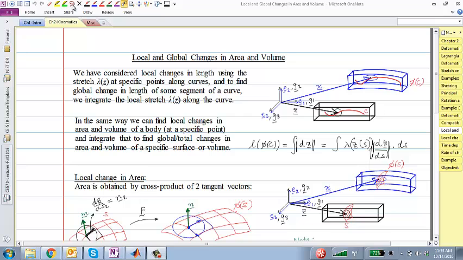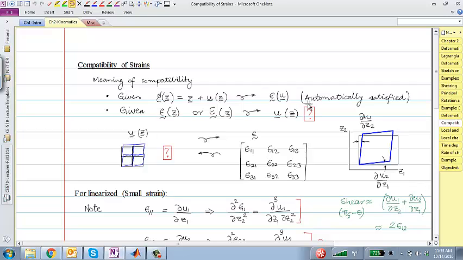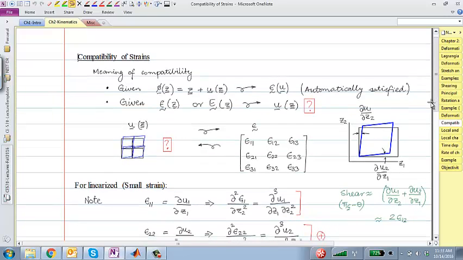So very quickly, let's review where we were last time. Mainly what we discussed was this topic of compatibility of strains, which I said is not an issue if you compute the strains from the map directly. If you're measuring strains, or if you're given a strain field, you have to make sure that it is compatible before you can say that the strain field comes from an underlying displacement field.